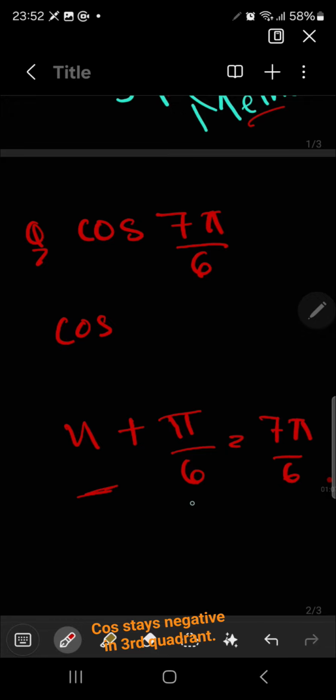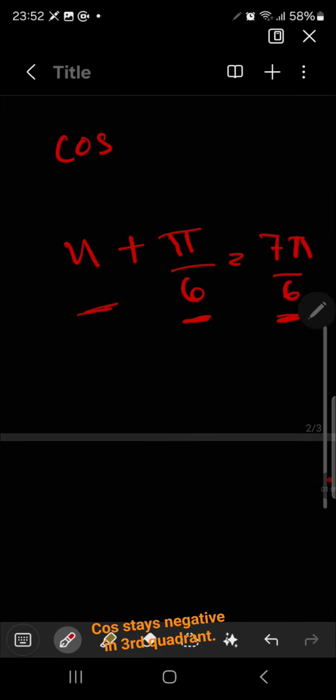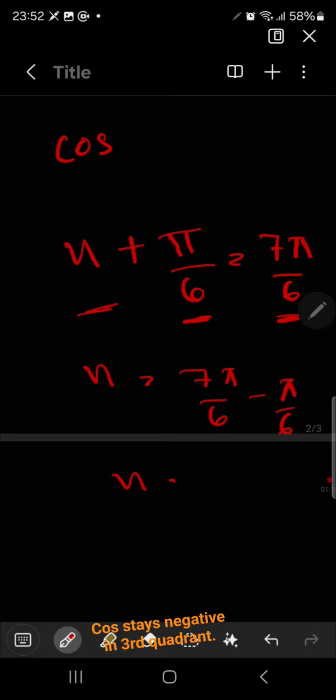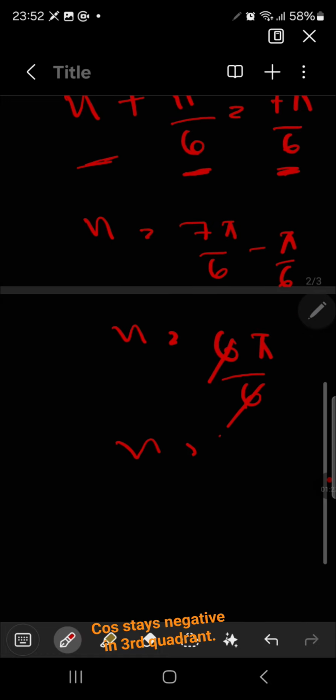Now we have to use our linear equation method. So x plus pi by 6 is equal to 7 pi by 6, meaning we have to find a number that when added to pi by 6 gives 7 pi by 6. Simply, this goes to the left side, so x is 7 pi by 6 minus pi by 6. So x is equal to what? 7 pi minus pi, 6 pi. 6 pi by 6, the 6 gets cancelled, so x is equal to pi. Therefore x is equal to pi.